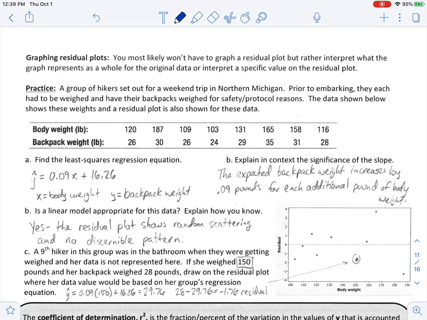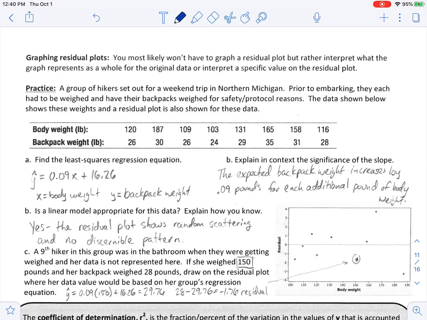First of all, find the least squares regression line. You plug the data in, right? Hopefully you know how to do that. If you did not do that on your own right now, hopefully that's something you feel good on. I did the y hat equals mx plus b version. If you switched it, it would just be switched, but 16.2 plus 0.09x. X is the body weight again, and y is the backpack weight. Remember, don't forget the y hat. If you forget a y hat when writing a least squares regression line, that's points off.